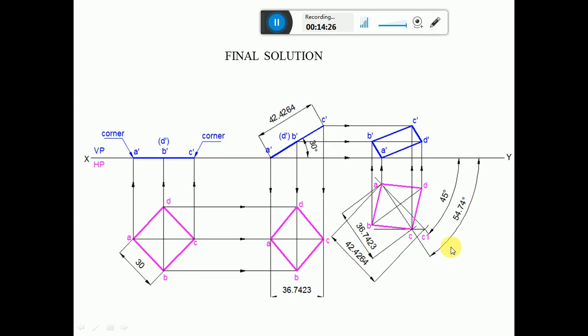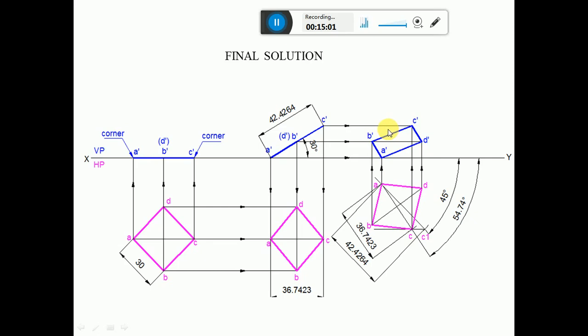Then draw the front view. So draw a horizontal projector from A dash and draw a vertical projector from A to intersect at this A dash. Similarly, draw a horizontal projector from B dash and D dash and draw a vertical projector from B and D to intersect at B dash and D dash. And draw a horizontal projector from C dash and draw a vertical projector from C to get this point C dash. Then join A dash to B dash, B dash to C dash, C dash to D dash and D dash to A dash with a dark line. So this is how we will be able to solve this particular problem, and this will be the final solution.